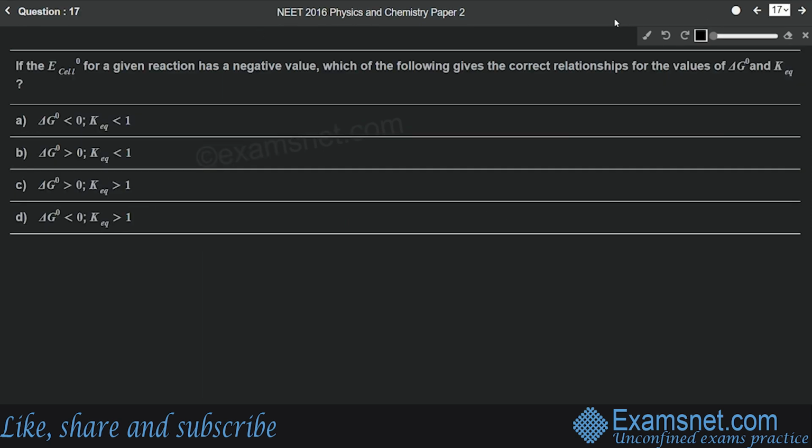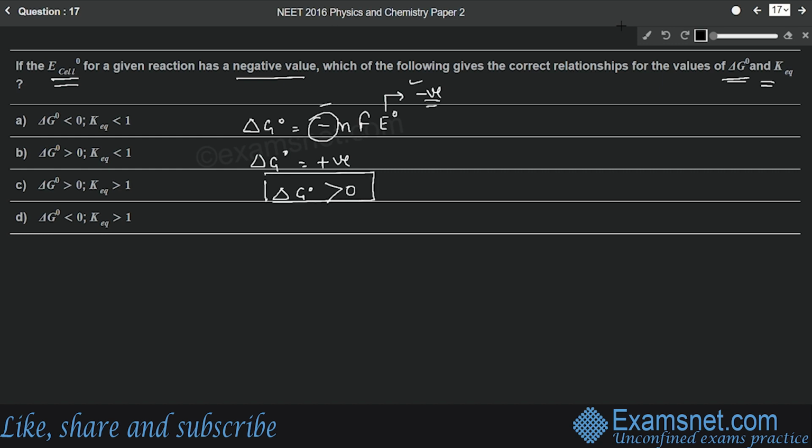Question number 17 is from the chapter electrochemistry, and the question is, if the E0 cell for a given reaction has a negative value, which of the following gives the correct relationships for the values of delta G0 and K equilibrium? Okay, so we know that delta G0 is equal to minus NF E0. Okay, it is given that this E0 is negative, and we already have a negative sign here. That means negative and negative will become positive. Okay, so it shows that delta G0 will be positive.